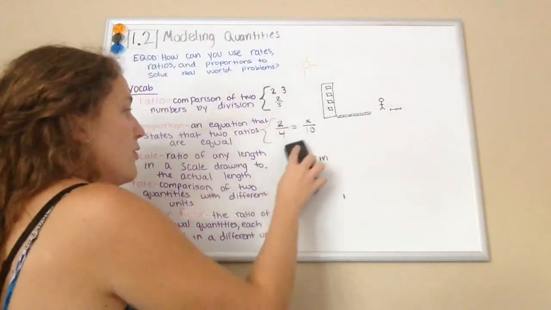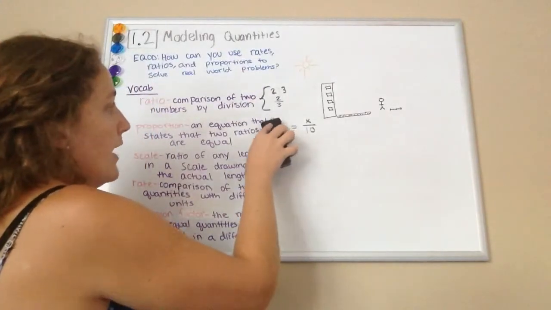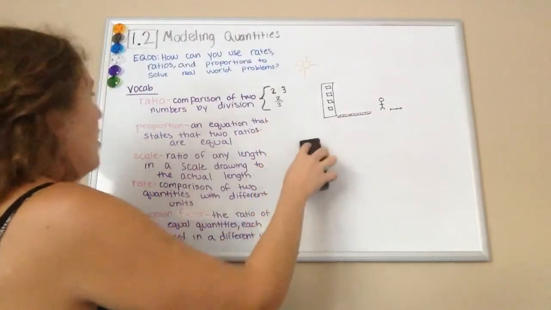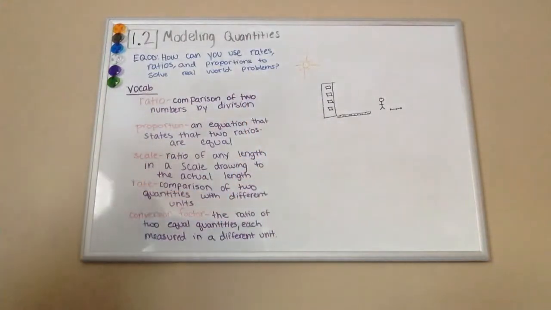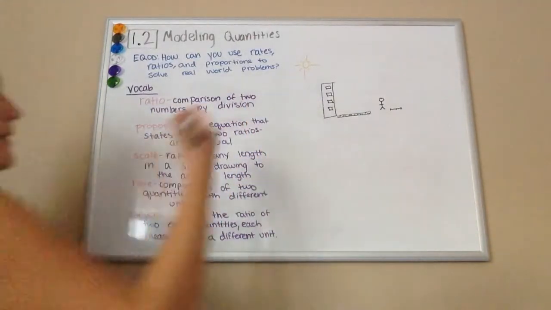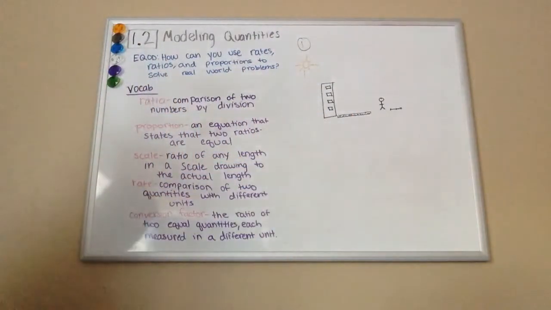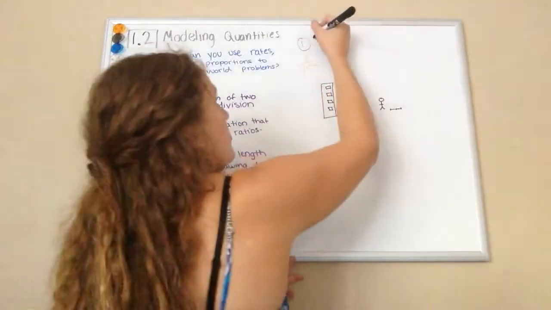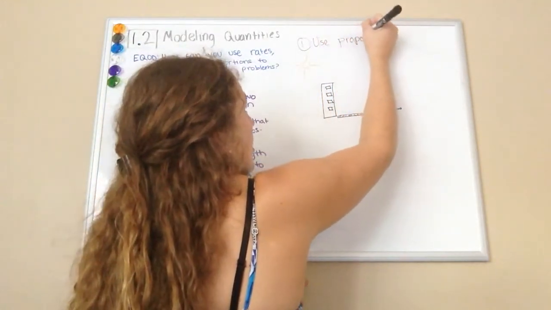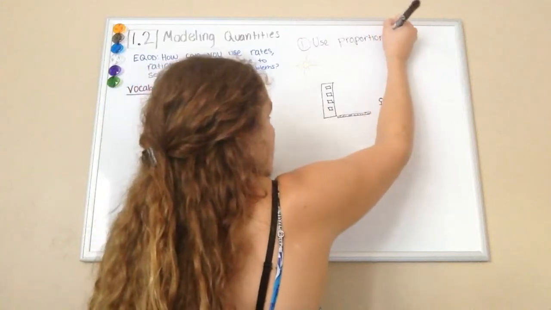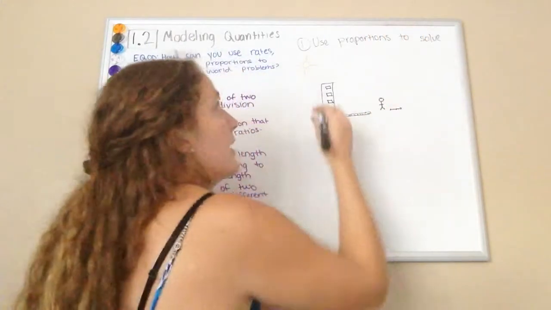Alright, if you are back with me, I'm assuming that you have already given examples of all of these vocab on the left-hand side. So we've got 4 different sections of this unit we're going to go through. The first thing that we're going to do is we're going to use proportions to solve equations. So that's going to be kind of our first subtitle.